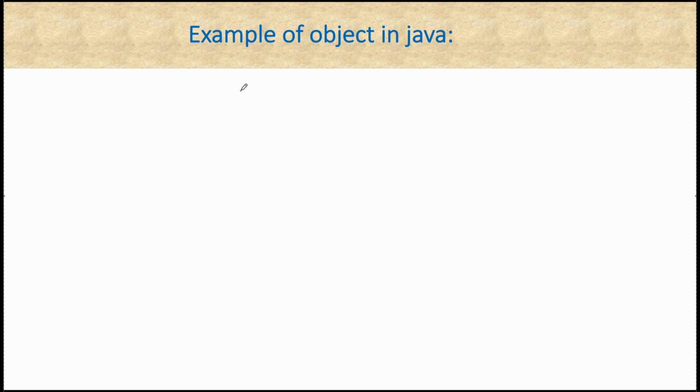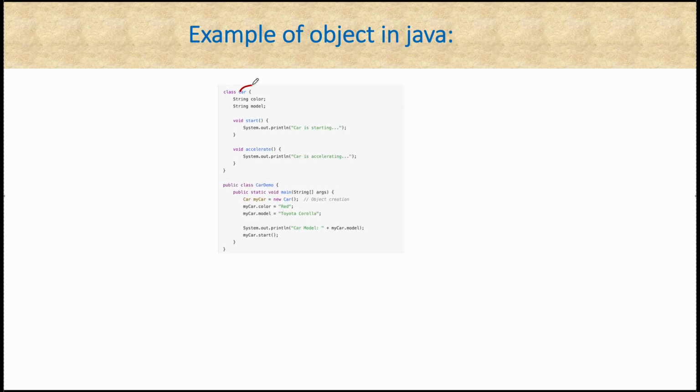Example of object in Java. Look at this car class. You have created your own class named car. Now inside that class you have defined two instance variables that are going to define the color and the model of that car. And inside that class you have two methods, one to start the car and one to accelerate. And you have another class where you have the main method. You have created your object from that car class. This is how object creation is done in Java.